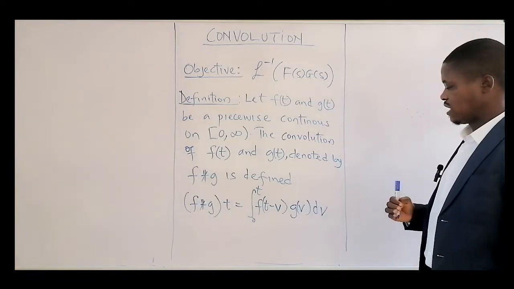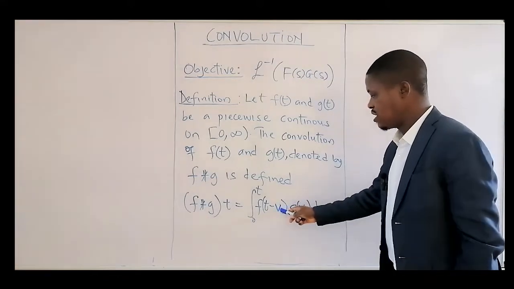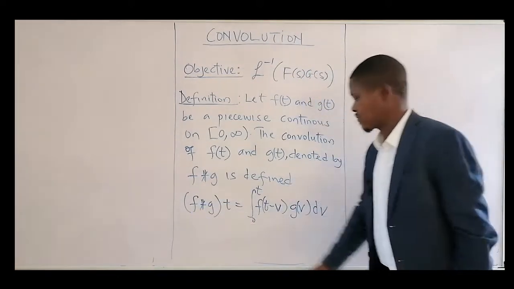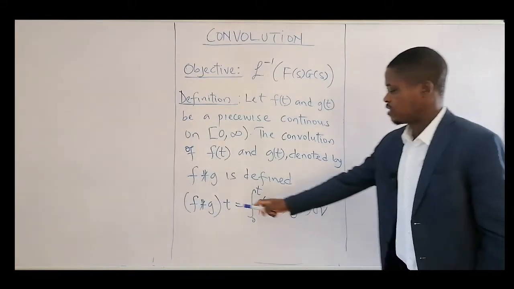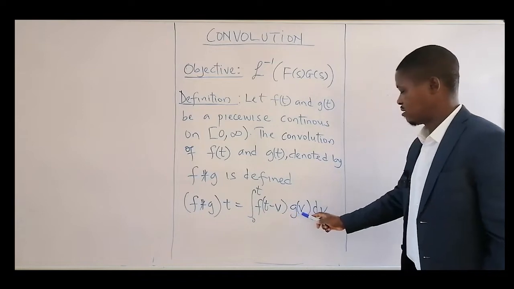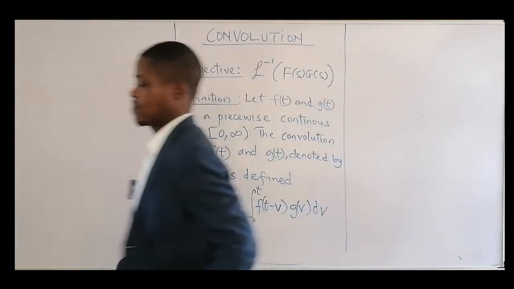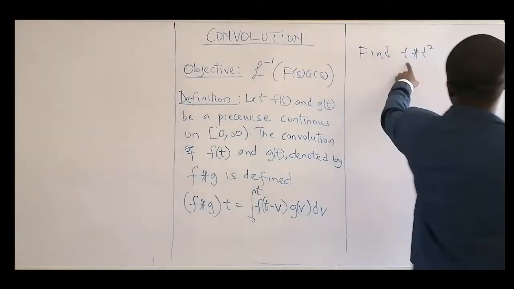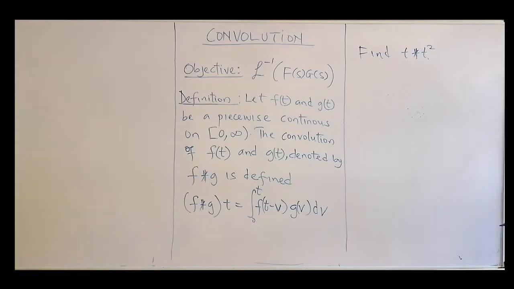What we are doing here is substituting t minus v for the first function f, and for the second function, we are substituting v. That's that, under this integration. Let's see an application for that: find t star times t squared.